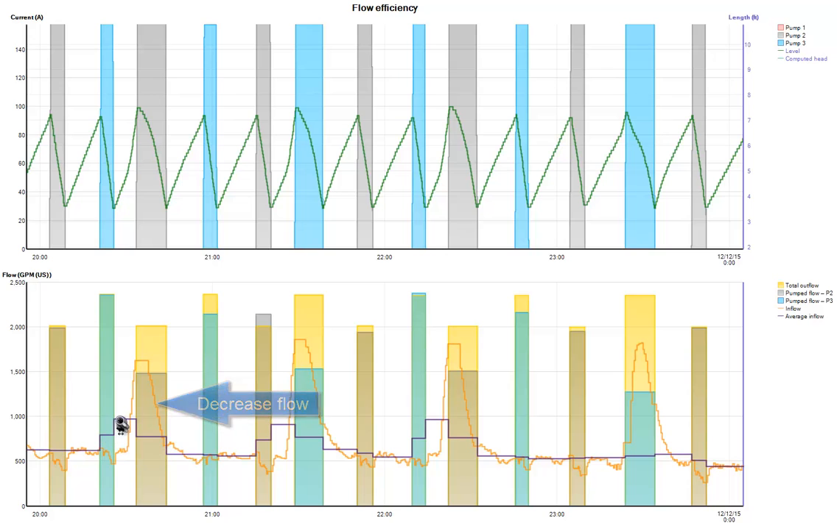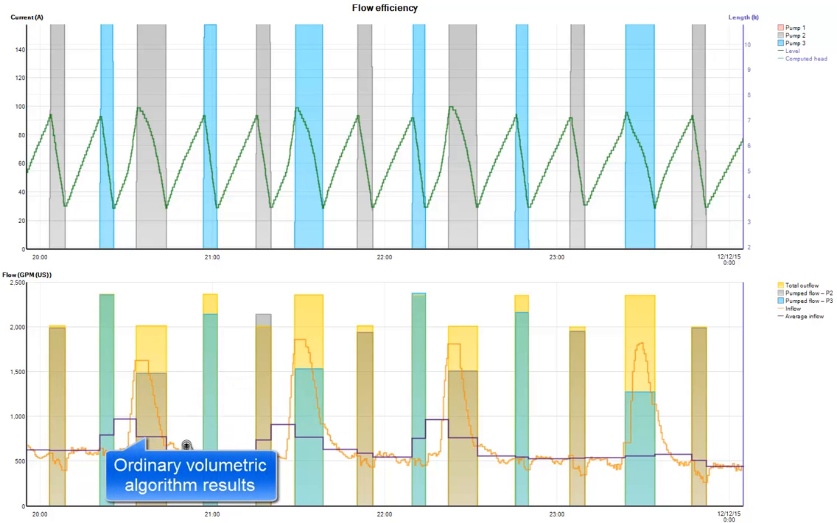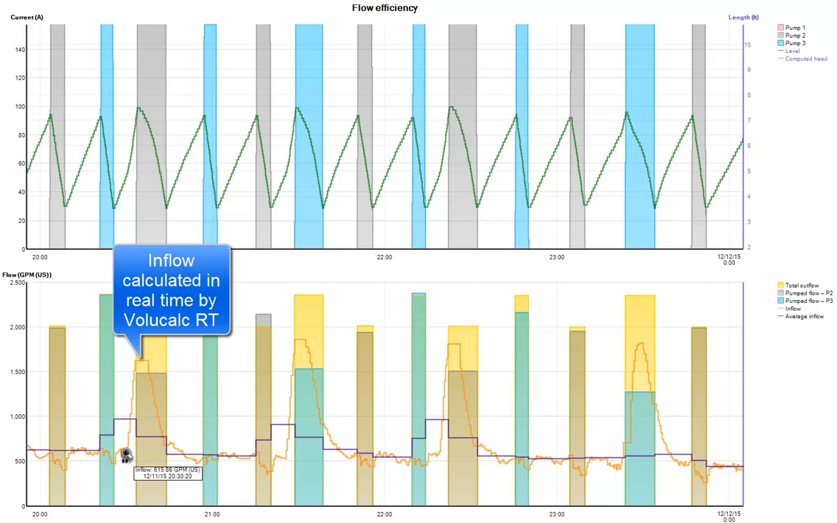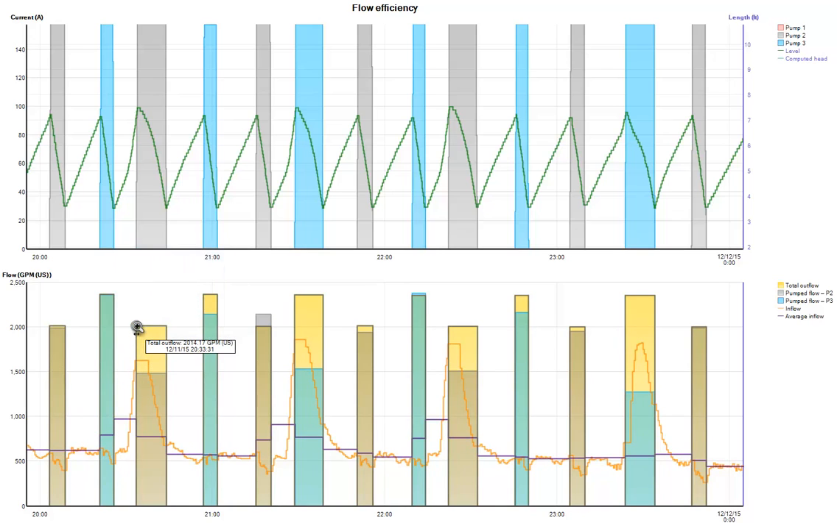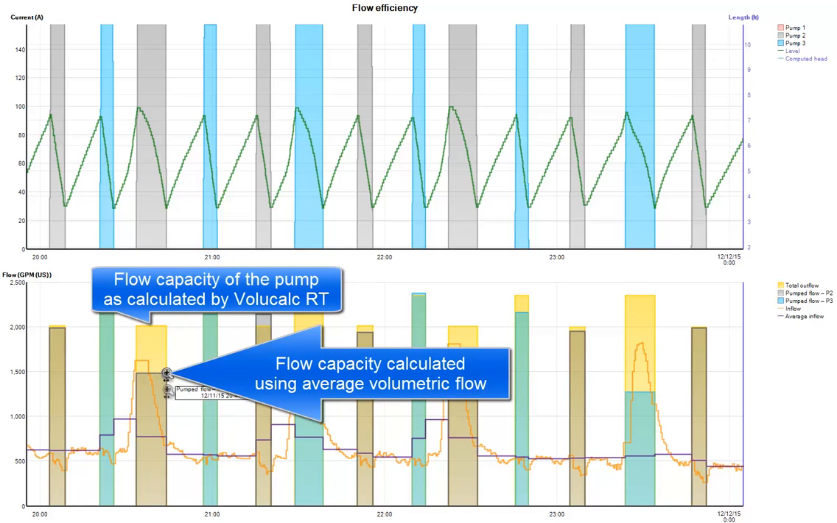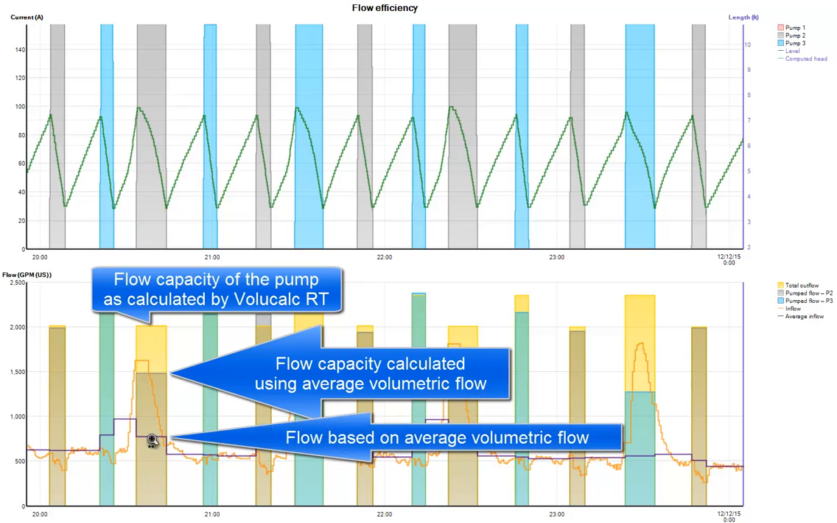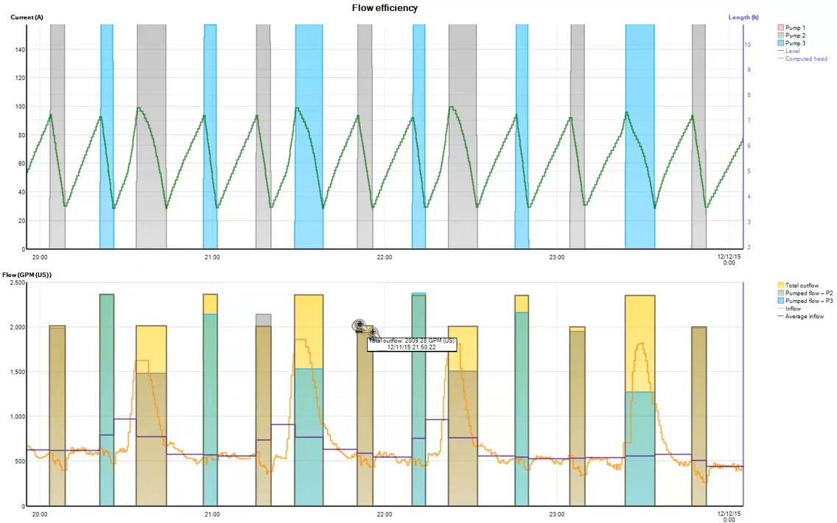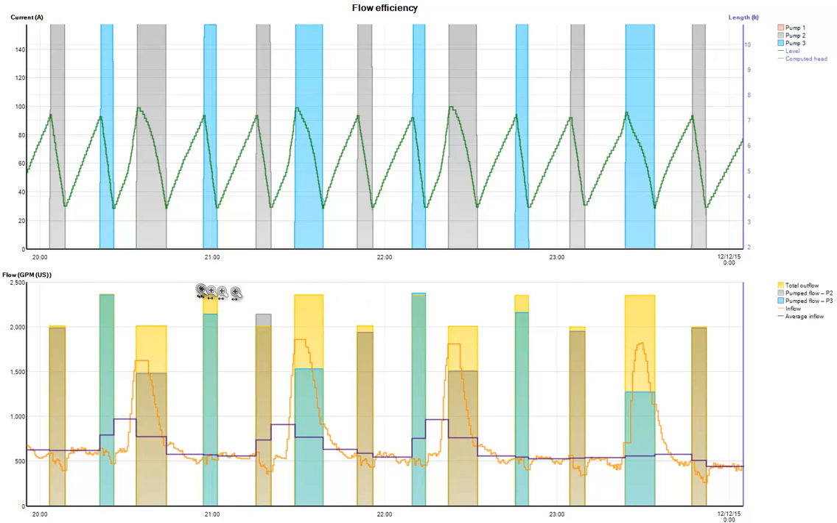Look at the way I just showed you how things are calculated, and what you see in orange here, or in gray when I put my cursor on it, that's the actual flow rate calculated in real time by Volucalc. What you see in yellow here is the actual flow rate calculated by Volucalc, while this one was based on that curve here that was used to calculate the outflow, and it's more normal for a flow rate to stay quite stable. That's what's going on inside the sophisticated flow algorithm that you have in Volucalc.